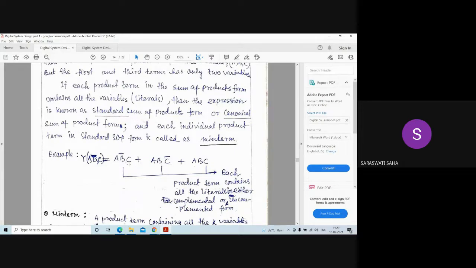Clear? Yes, ma'am. Then just write this condition in your copy. Then you can find out what will be the output here and here. Just write A equals to 1, C equals to 1 and B equals to 0. Write A, B, C and write 1, 0, 1.